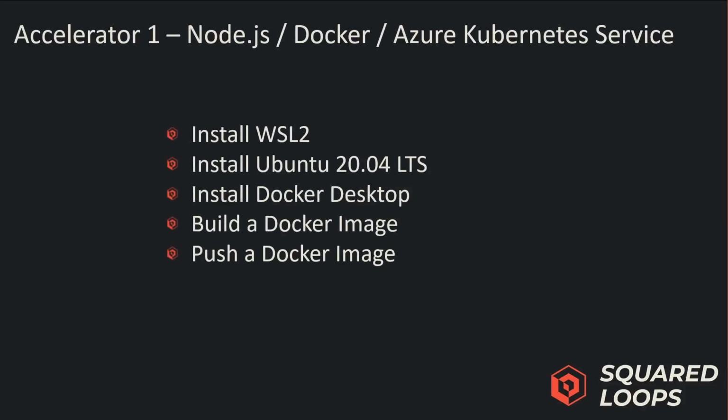Specifically, we are going to install Windows Subsystem for Linux version 2, then the Linux distro Ubuntu version 20 long-term support. Then we're going to install Docker Desktop for Windows. We will build a Docker image containing our Node.js application we created in the last session, and then we're going to push that Docker image up to Docker Hub. Let's get on.